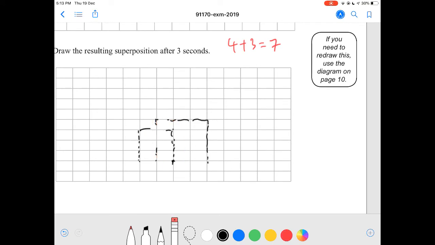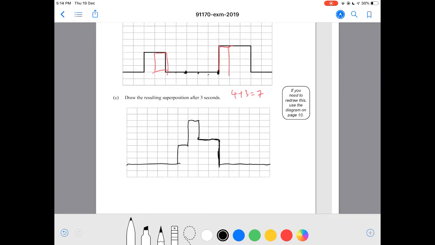So hence your final block should look something like this. It should look like 3, and then it goes 3, 4, 5, 6, 7, and then back down to 4. Yeah, and that should be your resulting superposition, and this should be a merit level question.